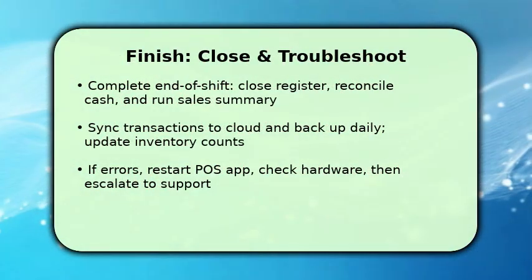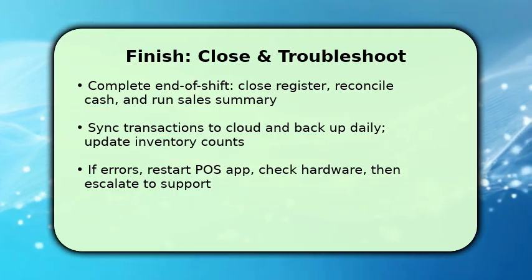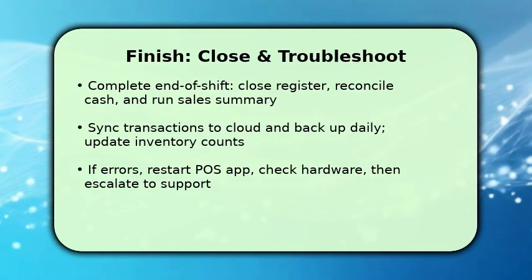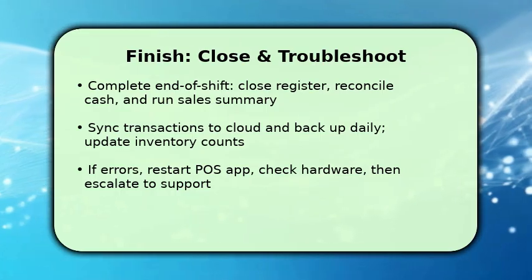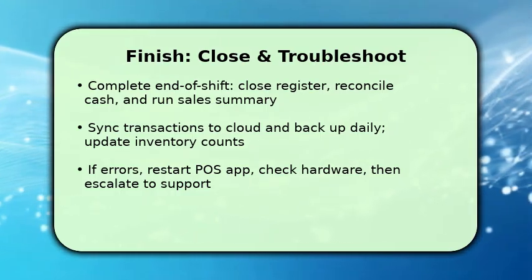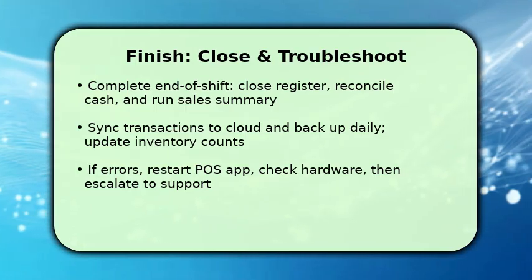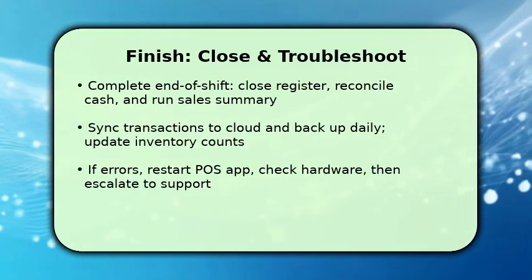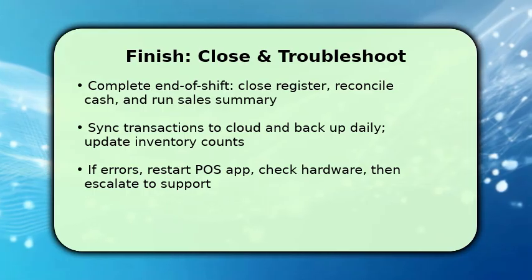You finish by closing the register. Reconcile cash against the sales summary, confirm card settlements, and run your end-of-shift report so totals match. Once done, sync transactions to the cloud and backup data, then update inventory counts to reflect sales. This keeps reorder points accurate.